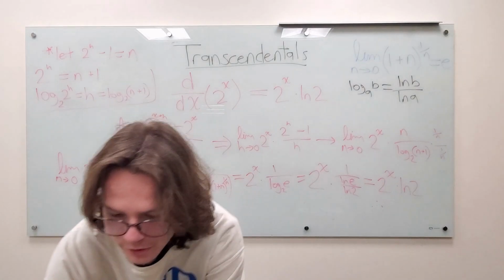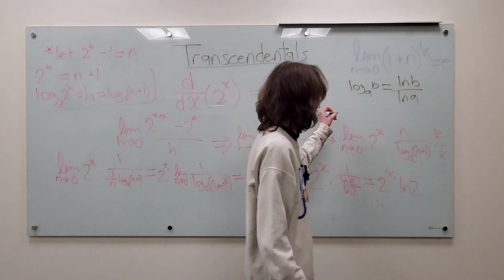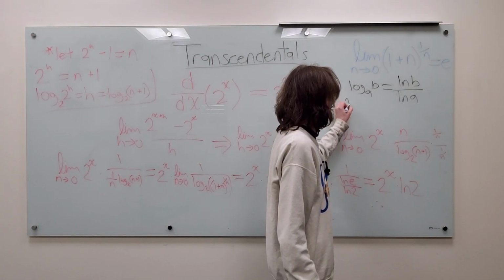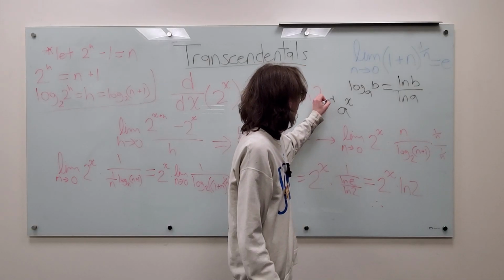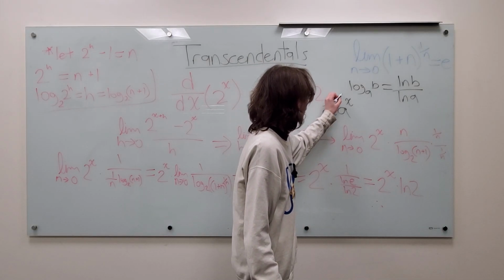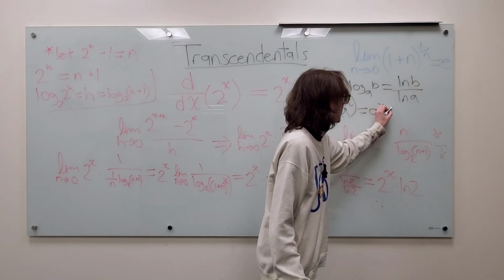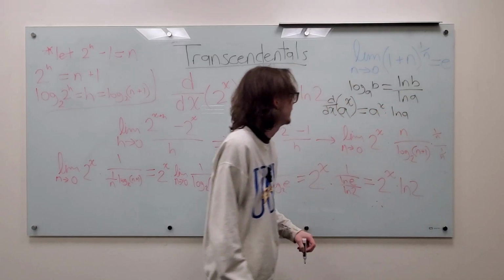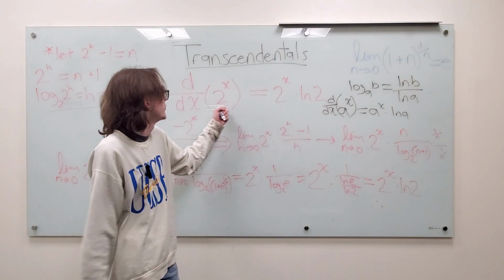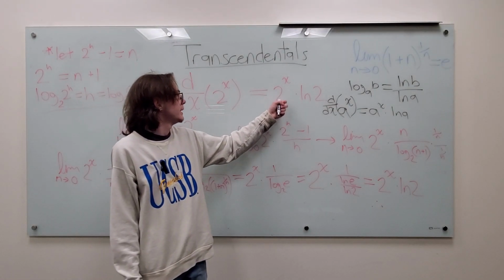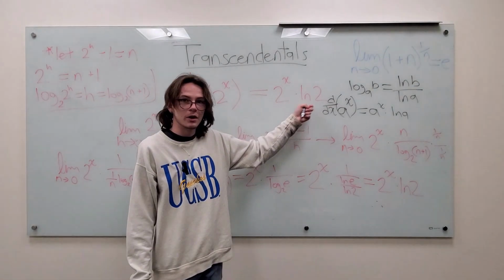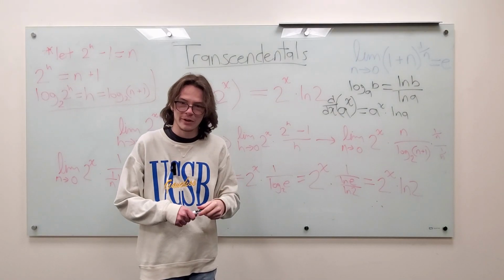Once again, I'll write this in a different color. For any function a to the x, if we take the derivative, it is going to give us a to the x times the natural log of a. So, derivative of any function a to the x will give us a to the x times the natural log of a. There we go.